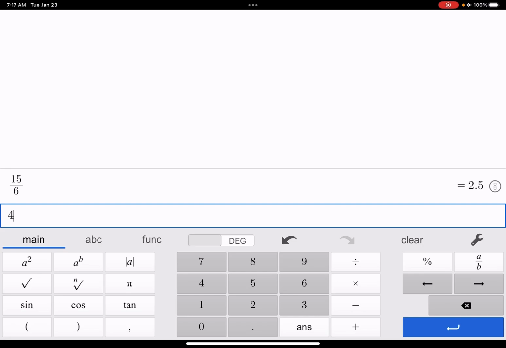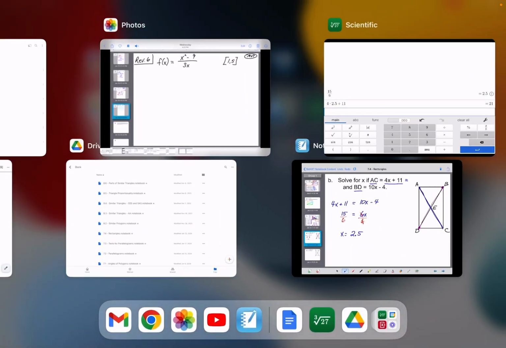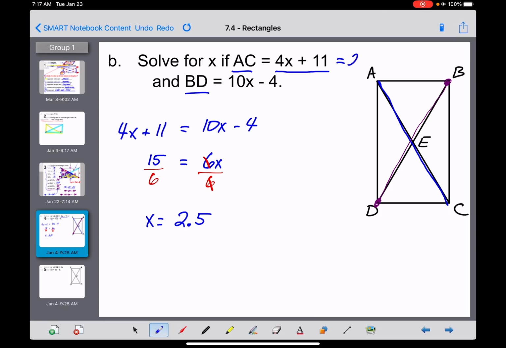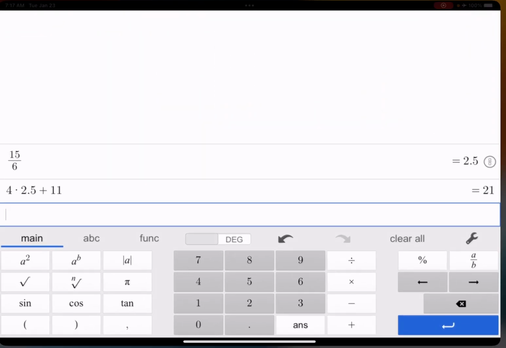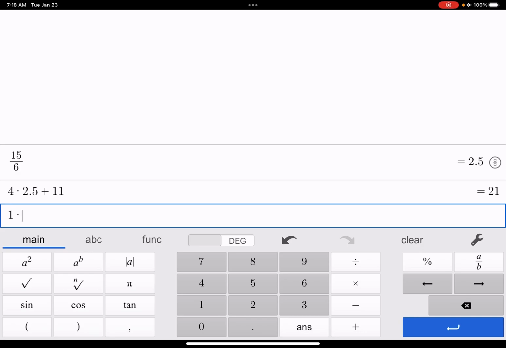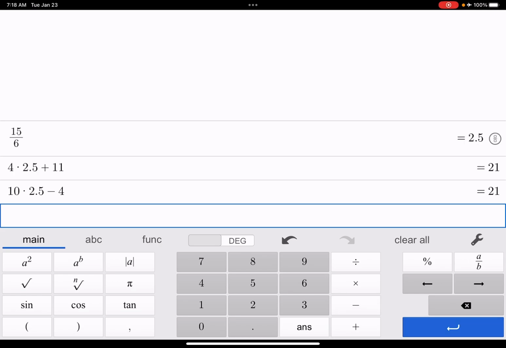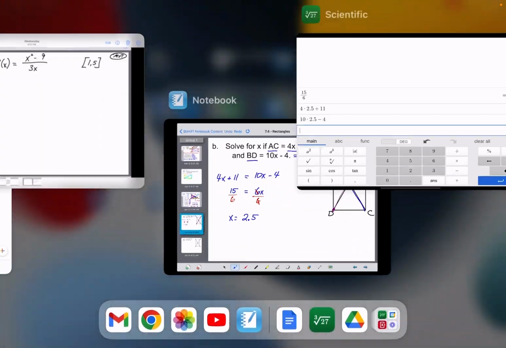So I'm going to type in 4 times 2.5, and then plus 11 at the end of that, and I get 21 now for the measure of diagonal AC. And if we've done this right, we should get the same thing when we put 2.5 in for BD. This is 10x minus 4, so 10 times 2.5, wait a minute, that didn't come out right. I missed my 0 there. 10 times 2.5, but then a minus 4 at the end of all that. Yeah, there you go. Gets me 21 as well.